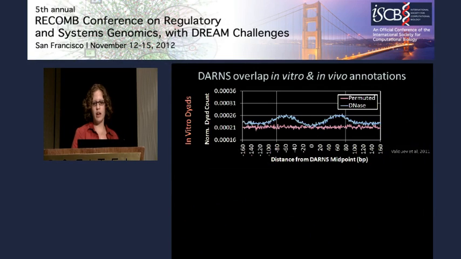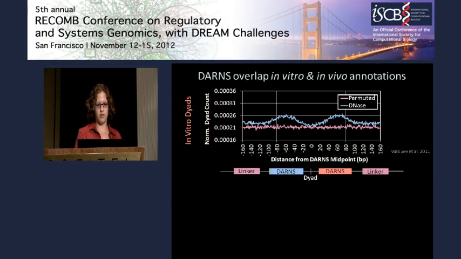Next, we were interested in how our DARNs overlapped other nucleosome annotations. We first looked at in vitro nucleosomes, where naked DNA is combined with histones. Then the MNase protocol is performed and well-positioned dyads are called. When we plot the distribution of the in vitro dyads relative to the midpoint of the nearest DARNs, we found that they were enriched on either side of the DARNs, so here and here. We believe that these dual peaks mean that the DARN calls are actually falling on either side of the dyad, so you can kind of see what I mean here.